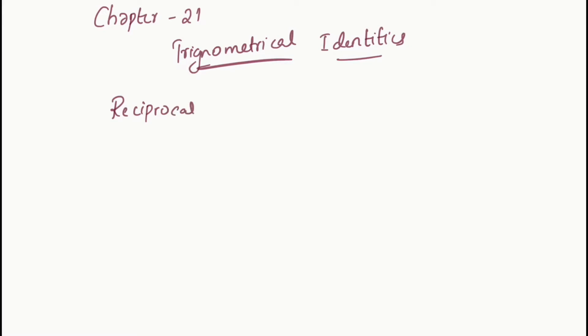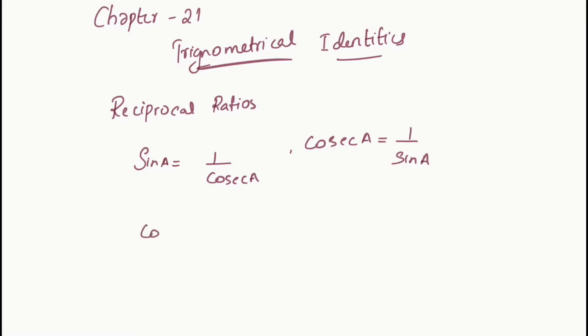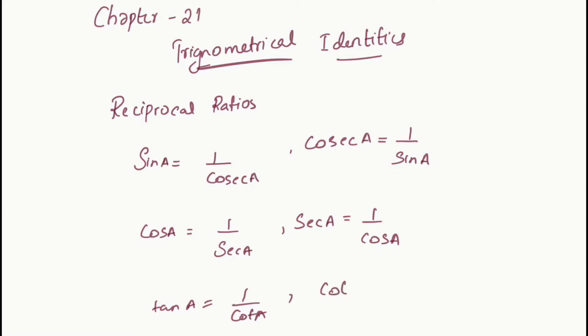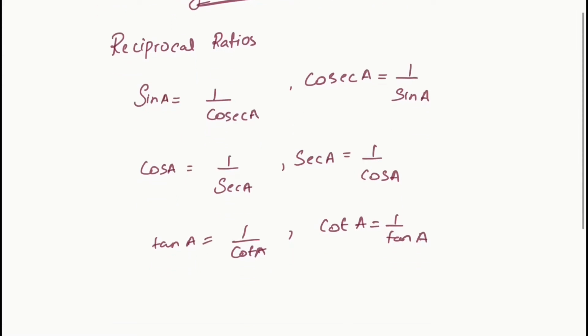Let me write down that. What are the reciprocal ratios? We know that sin A is equal to 1 by cosec A. Similarly, cosec A is equal to 1 by sin A. Cos A is equal to 1 by secant A, and secant A is equal to 1 by cos A. Tan A is equal to 1 by cot A, and cot A is equal to 1 by tan A. So these relations we'll be using while doing problems.